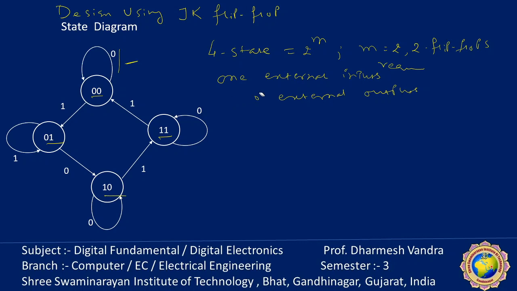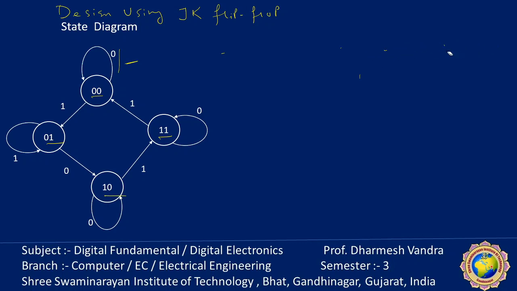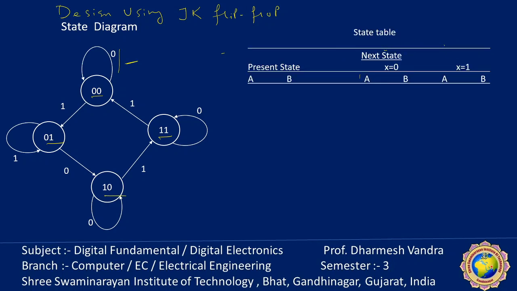Okay. So let's start step by step to design the circuit. First, we have to design the state table from the given state diagram. The state table says the first present state, then if x is equal to 0, what is the next state? If x is equal to 1, what is the next state? So here we start with 0, 0.